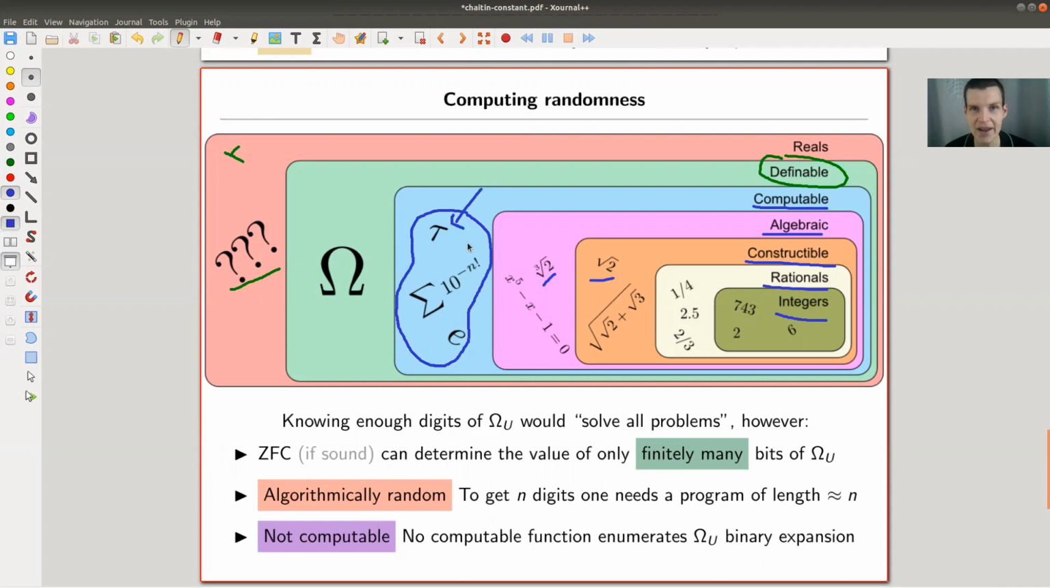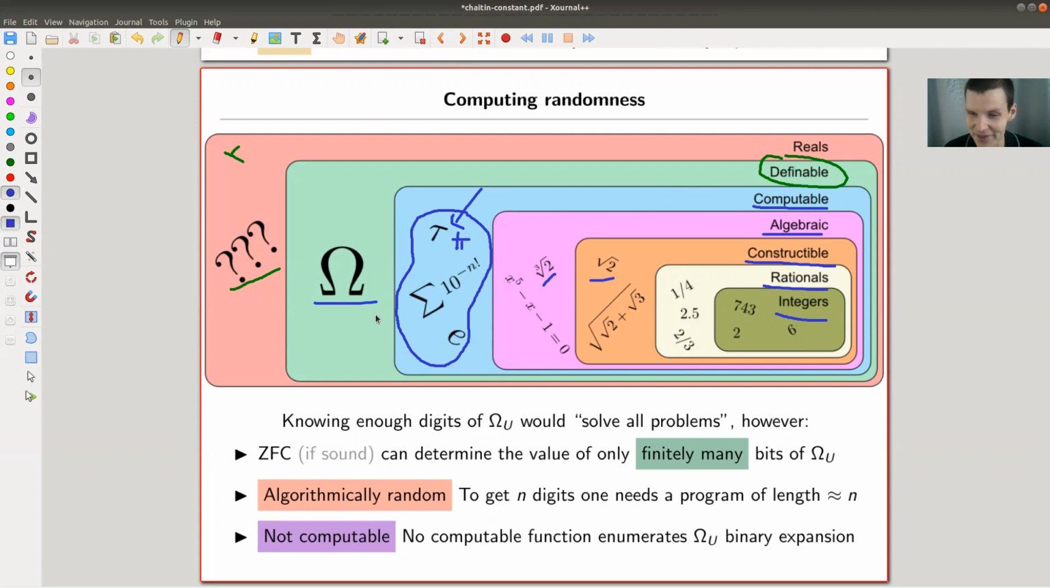So pi would also be here if you want. And these are the computable numbers. Computable, I will come back to that in a second, basically means you have a chance to compute their digits. And omega is even further out. It's not even computable anymore. You could just define it. That's all that is to say about it in some sense.